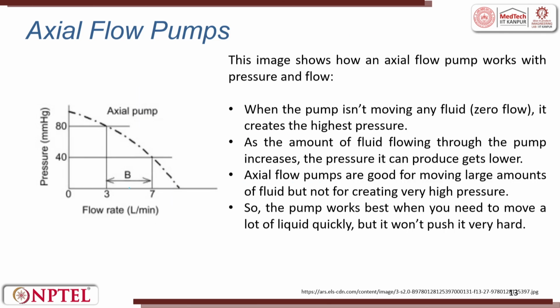So, this is the curve which you see for axial flow pumps. Pressure versus flow rate is shown here. You can see here there is a drop between 3 liters per minute and 7 liters per minute. You see the slope falls down drastically, where you can try to see the efficiency. This image shows how axial flow pumps work with pressure and flow.